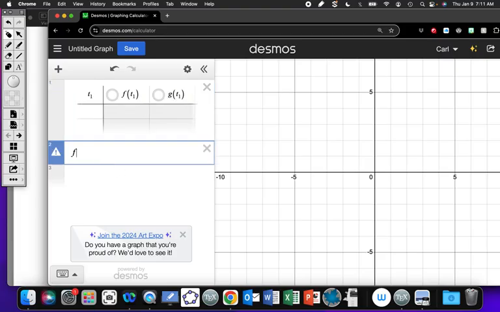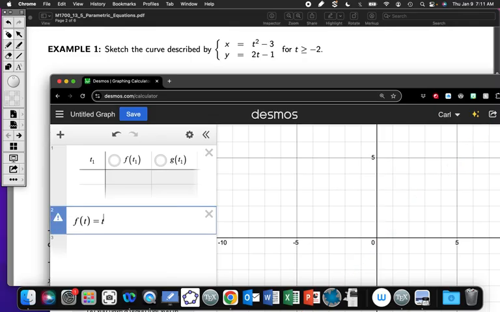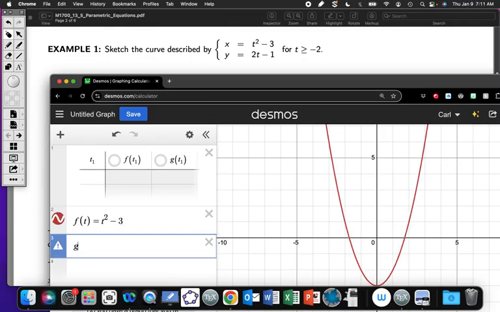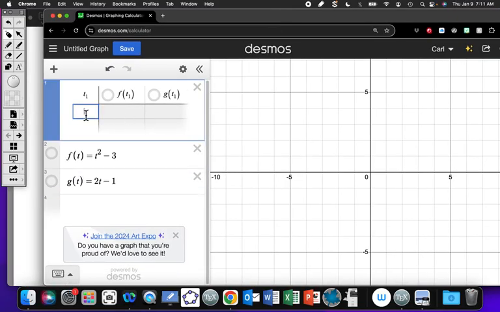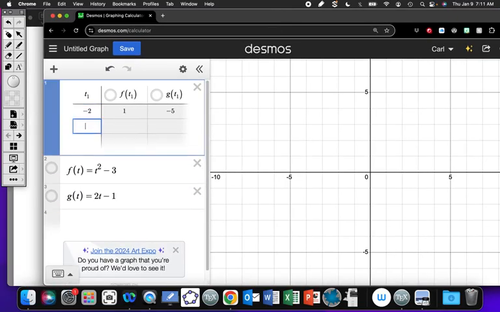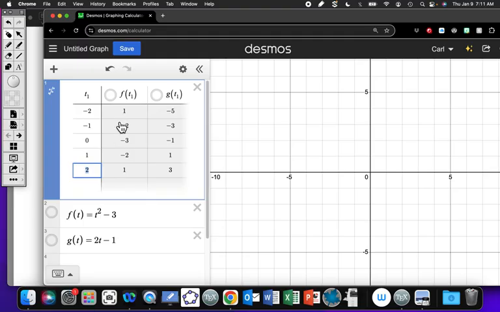And then I would define my f of t. So what's my f of t? t squared minus 3. g of t is 2t minus 1. And once again, we're not concerned with the graphs of f and g individually. We want to pair them up. So then I can just type in the values here: -2, -1, 0, 1, 2. All right, so this can help us reproduce the graph.